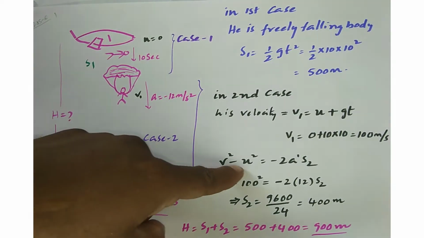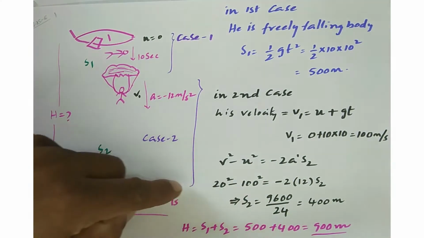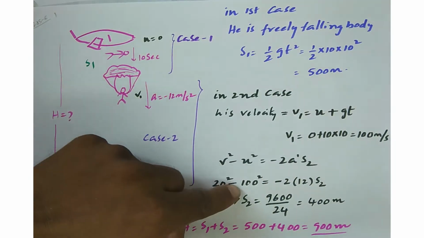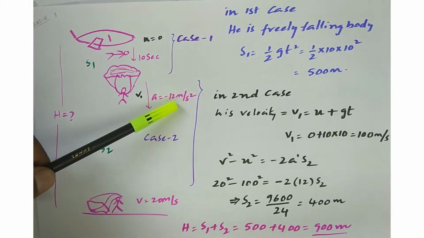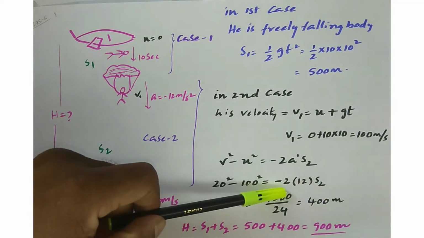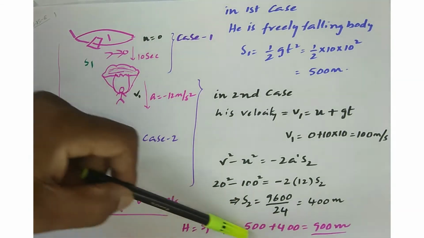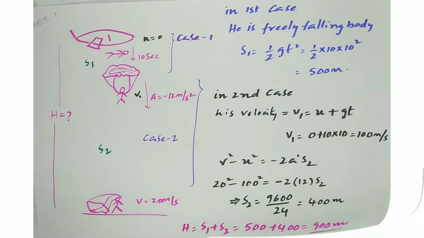So I am going to use v square minus u square equal to 2as again. V square means the final velocity, 20 square, minus u means initial velocity here, that is v1 equal to 100. So 20 square minus 100 square equal to minus 2 into a, it is given 12, as it is minus, I got minus 12 into s2, so s2 equal to 400. The total is 500 plus 400 equal to 900.